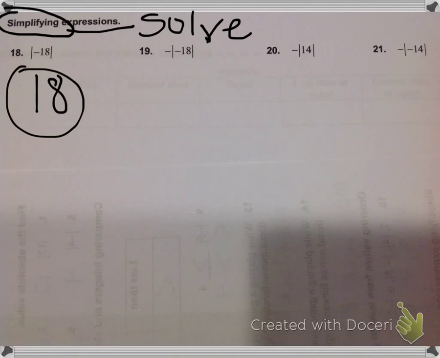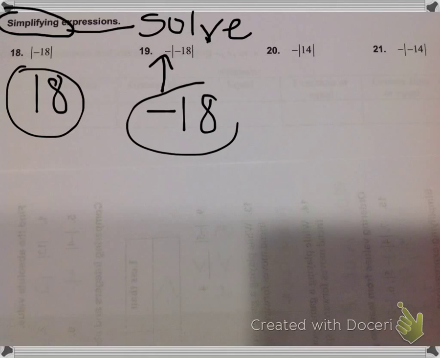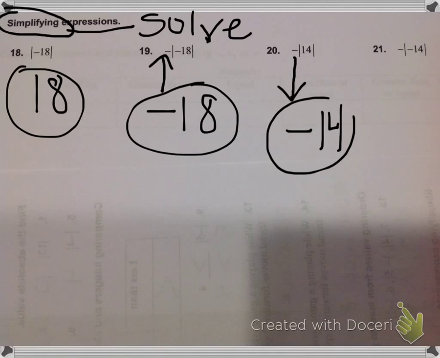Okay, now 19, it looks like it's the same question, but do you see this little negative symbol right there? That's almost like you just need to bring that negative down. So I'm going to bring my negative down, then I'm going to find the absolute value of negative 18. How far away is negative 18 from 0? It is 18 away from 0. Okay, same thing here. We have our negative symbol. We're going to bring that down. So it's a negative, absolute value of 14. How far away is 14 from 0? It is 14. So it's actually a negative 14 because we brought down our negative.